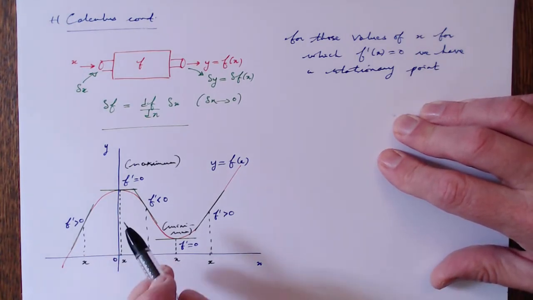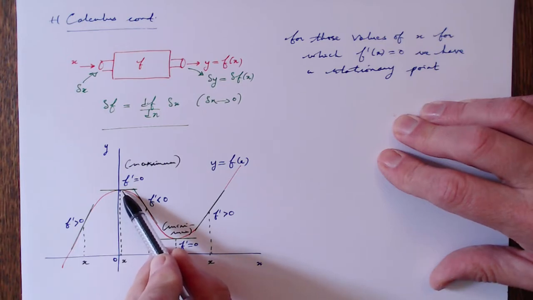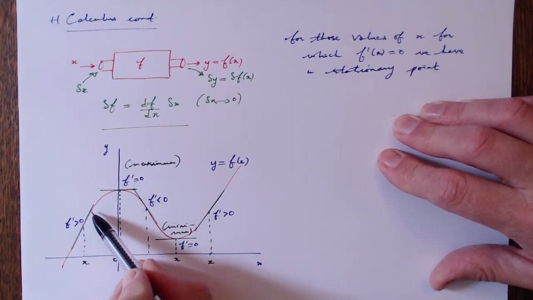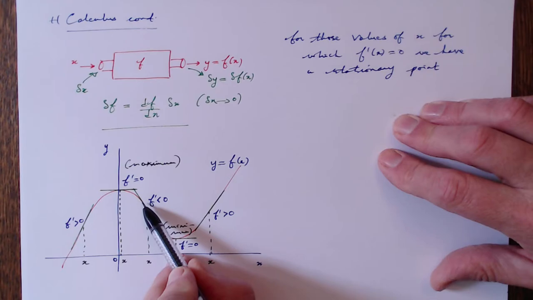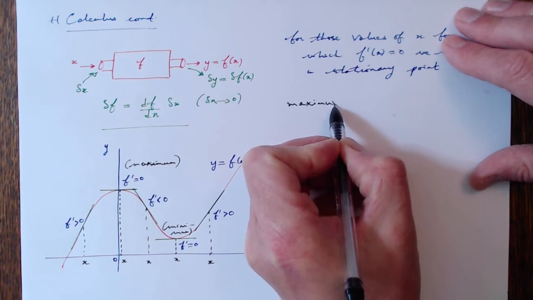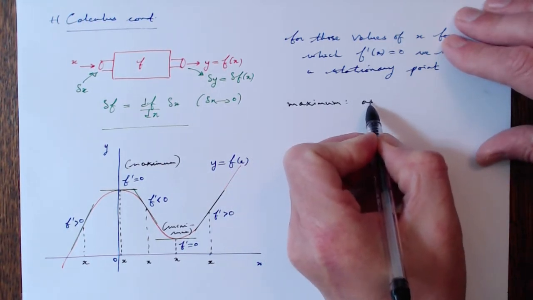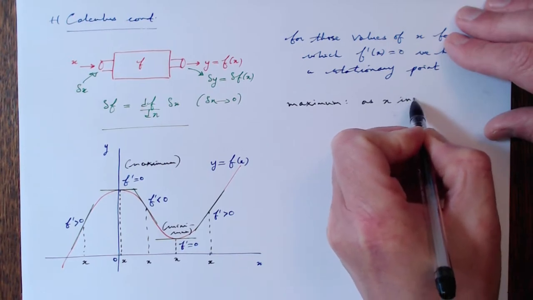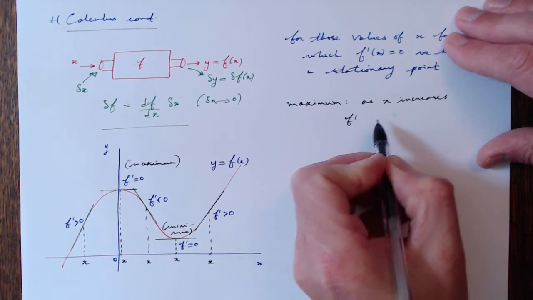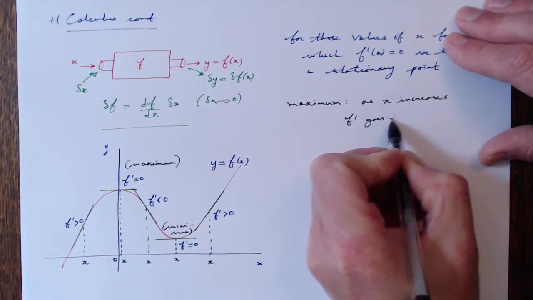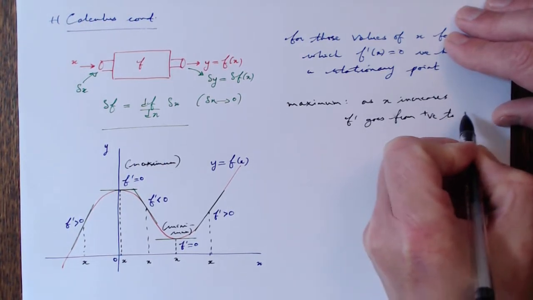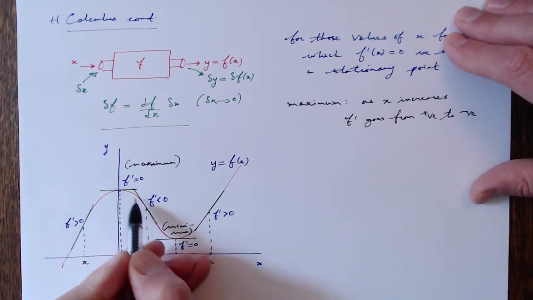Notice how in the maximum stationary point, the derivative as we increase x goes from positive through 0 and then to negative. So that's sort of a signature of a maximum: as x increases through the stationary point, f prime goes from positive to negative, and that's essentially a signature of a maximum.